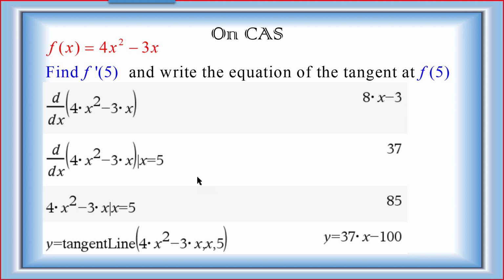The first part is the expression, which is 4x squared minus 3x, and you have to put comma x. Don't forget to put comma x. And then where are we finding the tangent? We are finding the tangent at 5. So you do x comma 5. And then it gives me y equals 37x minus 100. Now, if I hadn't put y in front, the answer I would get would be 37x minus 100, which is fine as well. So it gives the answer in the form mx plus c.